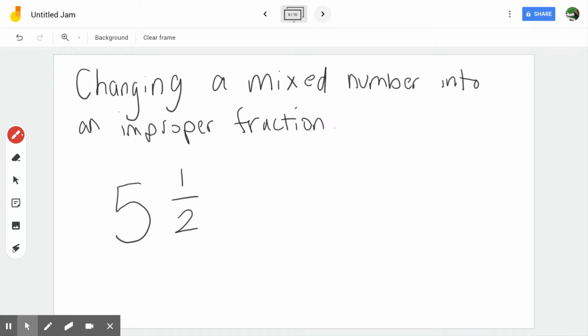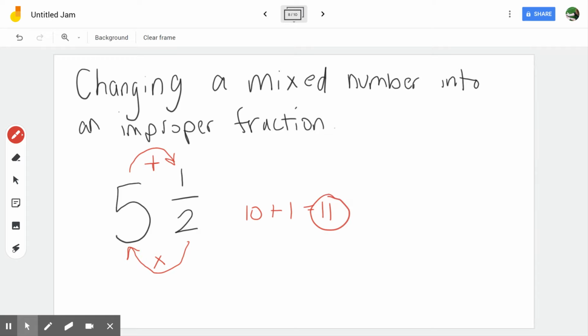So let's change this mixed number to an improper fraction. The way you do that is first you're going to multiply the denominator by the whole number. So 2 times 5 is 10. Okay, don't forget that. We'll write that right there, 10. Then you're going to add the numerator. 10 plus 1 is 11. This makes our new fraction.